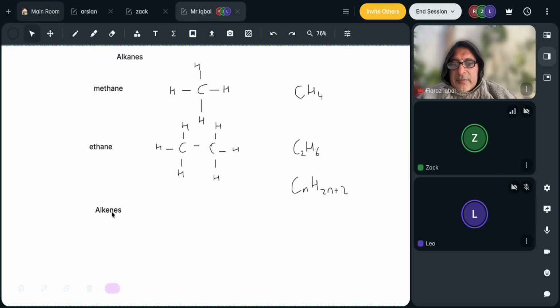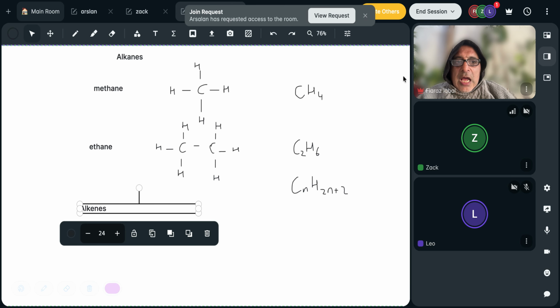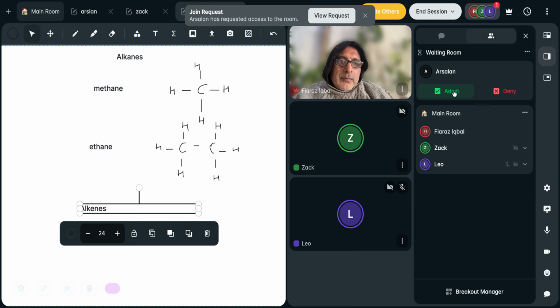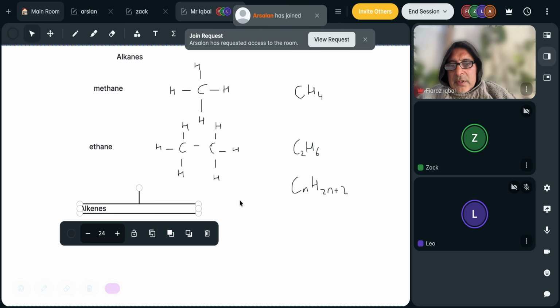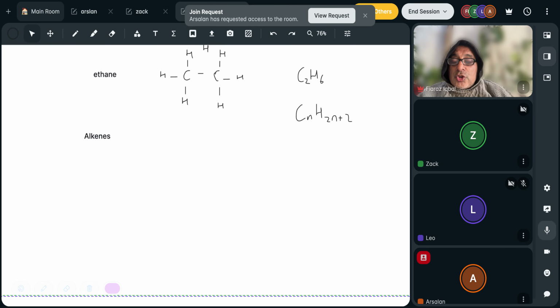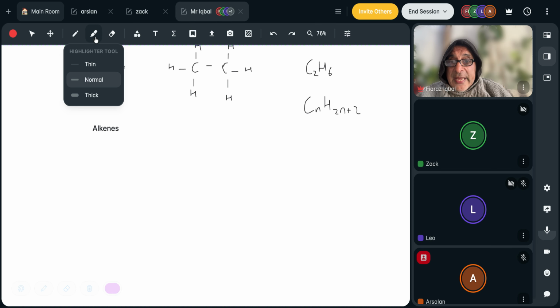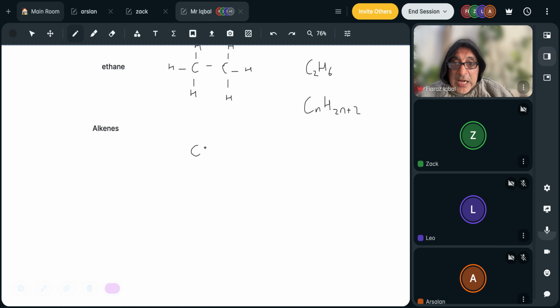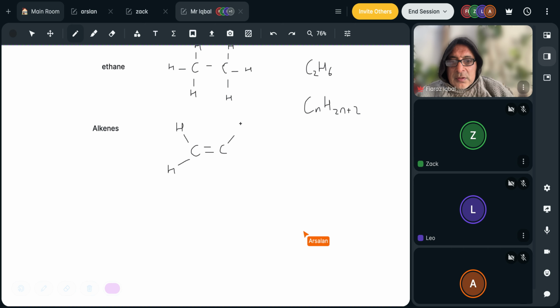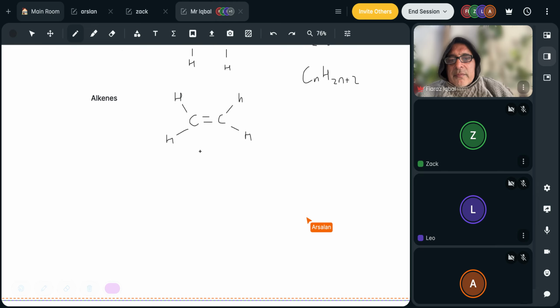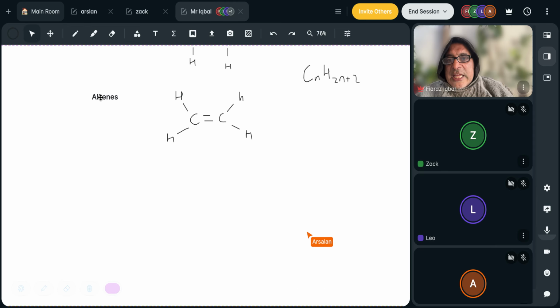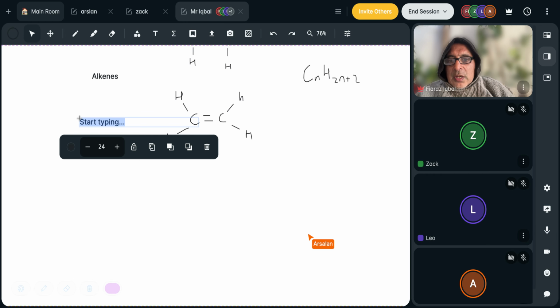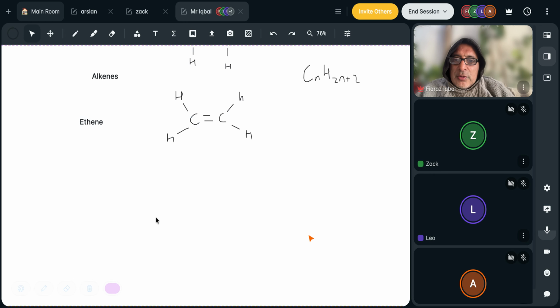Alkenes, okay? Now, alkenes have a double bond. Now, the way to draw the smallest alkene is ethene. It has to be because you need two carbons. And here is H, H, H, H. Now, this is called ethene. Let's move this up here. And I want you to see how I draw them because you get used to it as well. This is ethene.